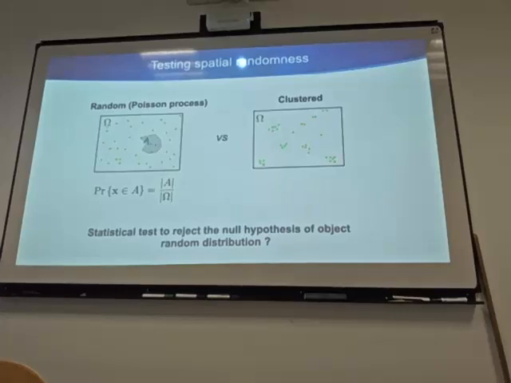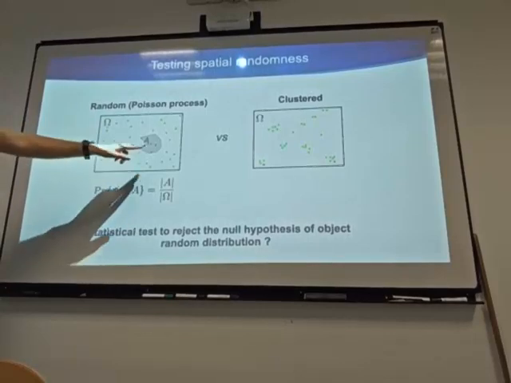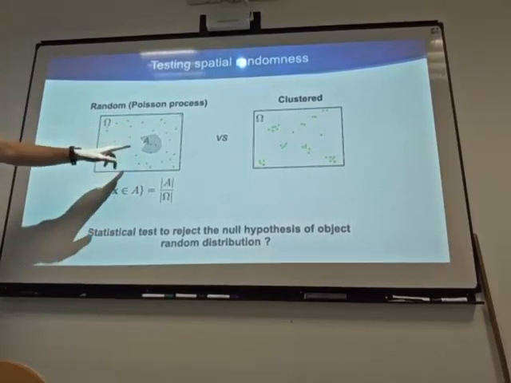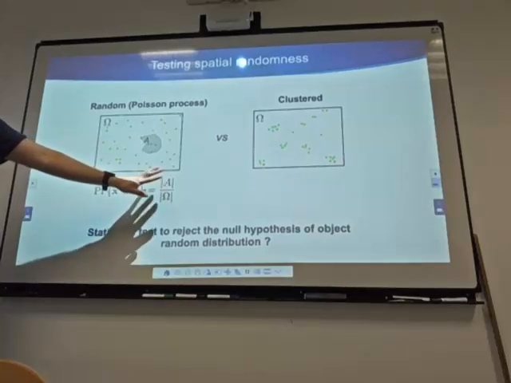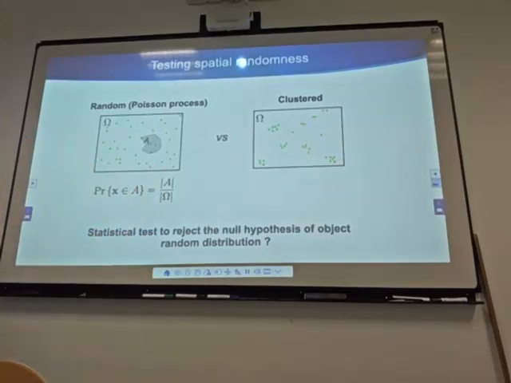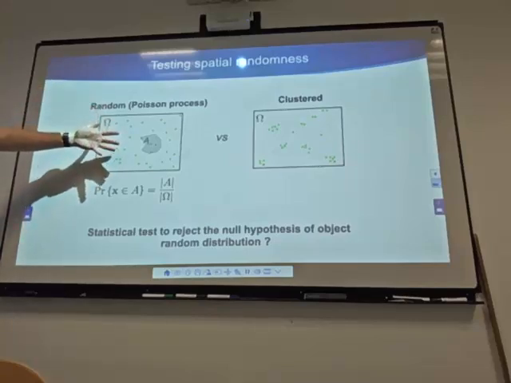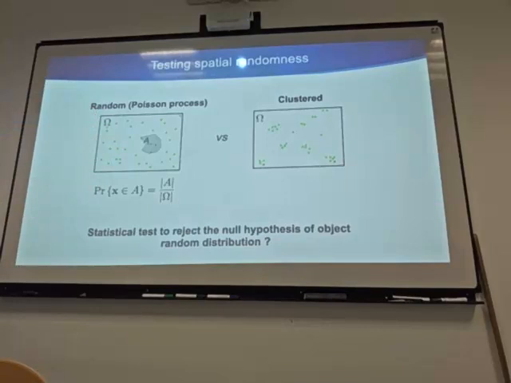So here, but I will come to this after that. You have a null hypothesis, which is just a random Poisson process where you put points around, and typically the probability to find one point in a region A is proportional to the area of A. Very simple definition. And you want to reject this null hypothesis of spatial randomness, and so assess the presence of clusters in your point distribution.